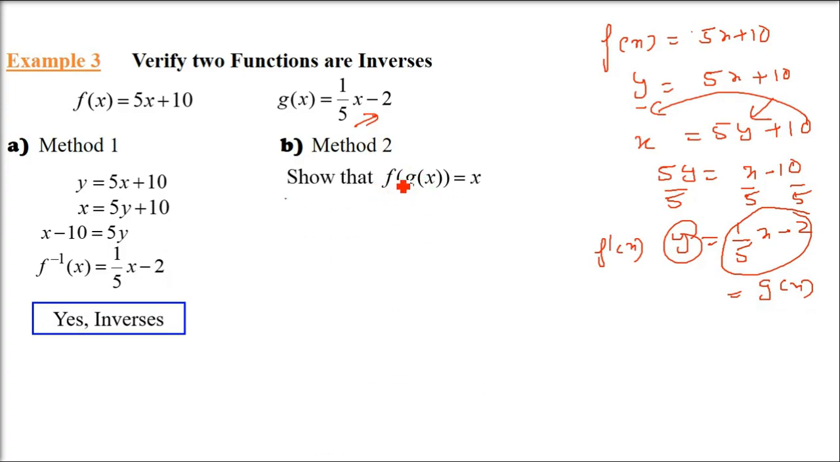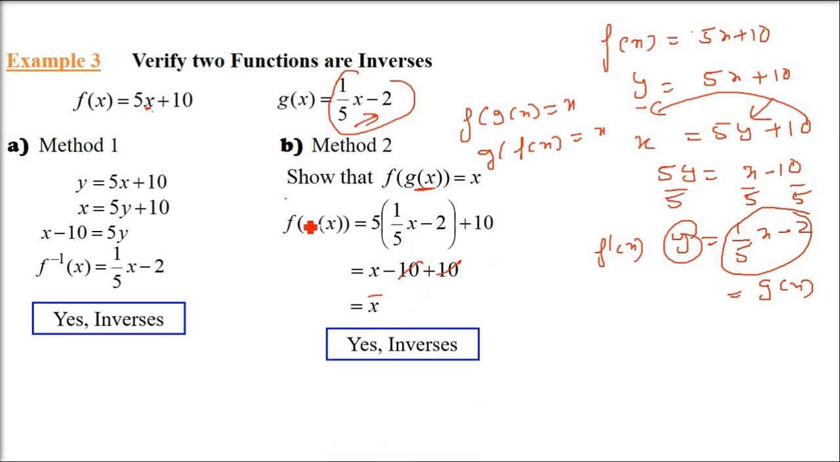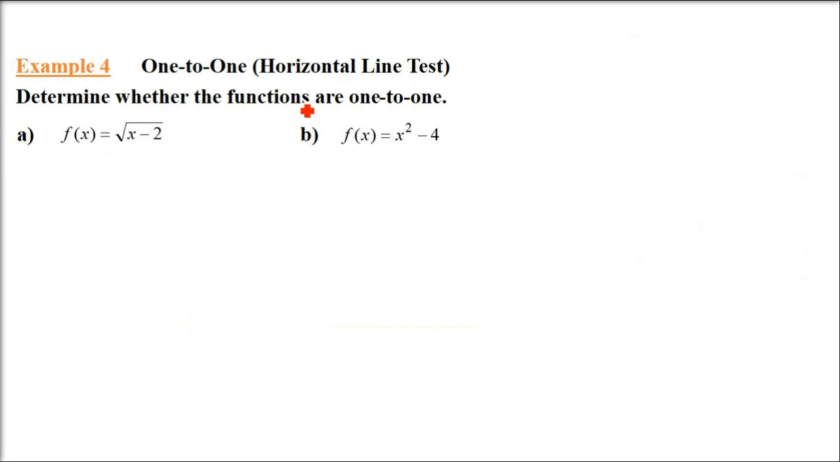There is another method. f of g(x) or g of f(x) should come as x. That is the composite of f of g(x), fog x or gof x should give you x. So how do we do this? f of g(x), let us find out. Now take this g(x) and put it inside f(x). Take this x by 5 minus 2 and put it in the place of x in 5x plus 10. So when we solve this, 5 gets cancelled, only x remains, 5 times minus 2 is minus 10, 10 gets cancelled, you get x. So this is x. Yes, they are inverses. You can check for gof also.